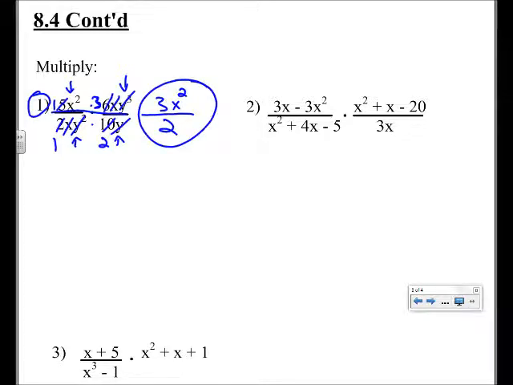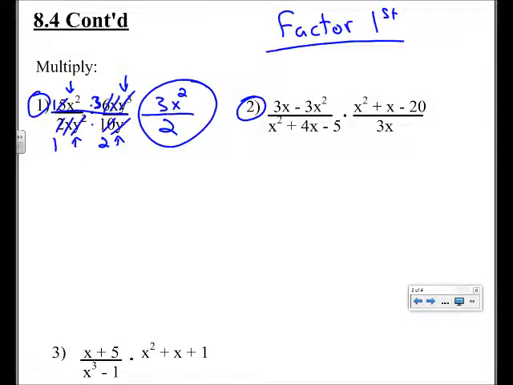We remember from yesterday, we're looking at number 2 now, that we're going to do what first? We're going to factor first. Exclamation points, arrows, smiley faces, all that good stuff. Okay, so factoring. In the top on the left side here, I think I'm going to pull out a 3x. That leaves me with 1 minus x.